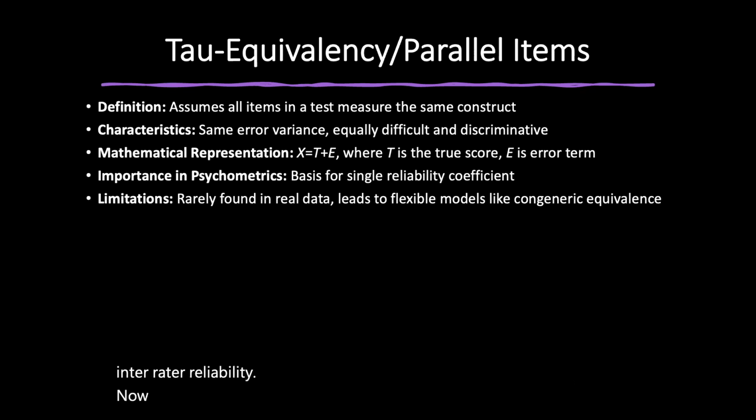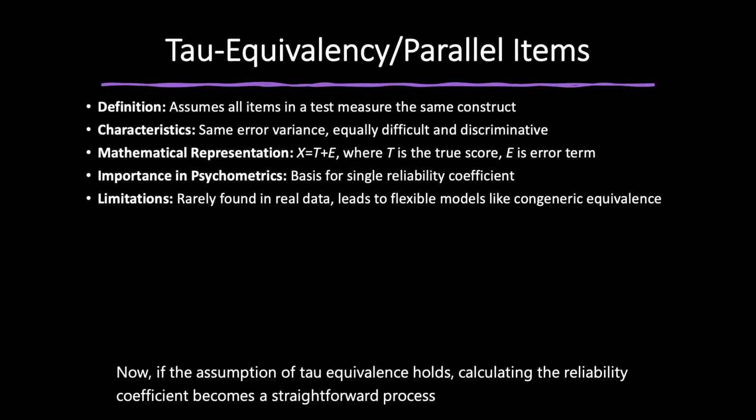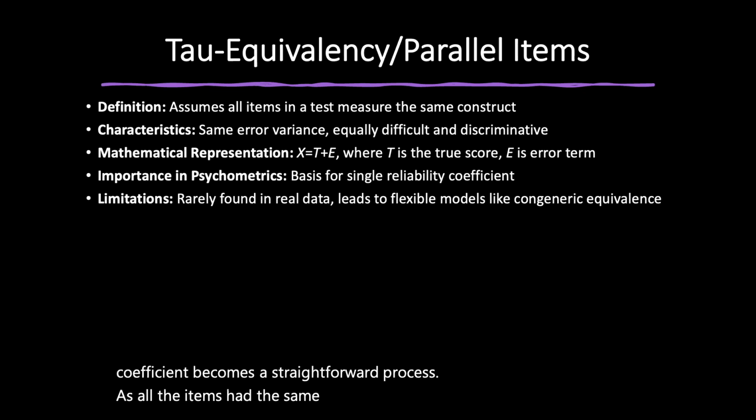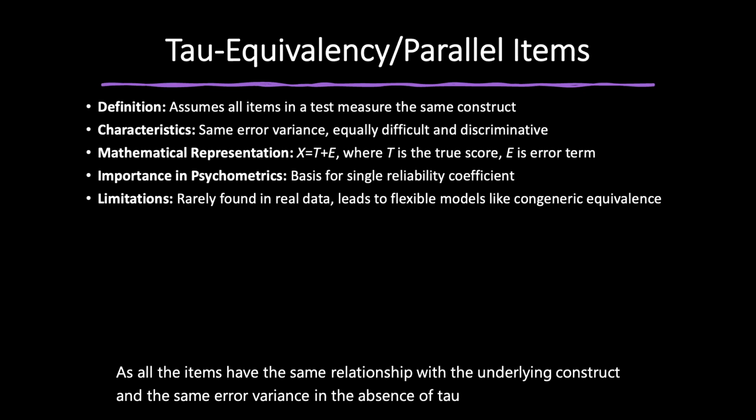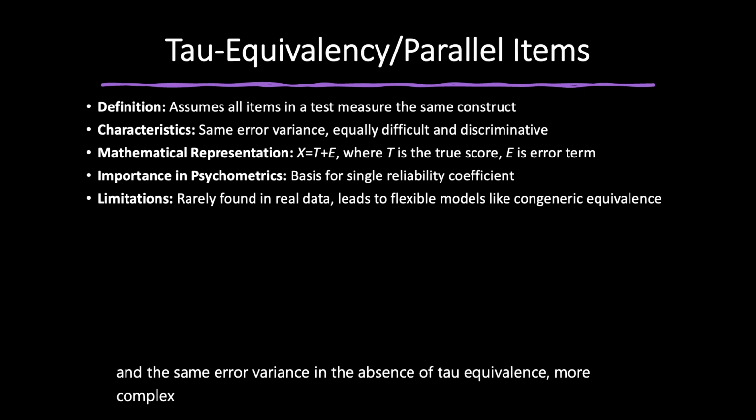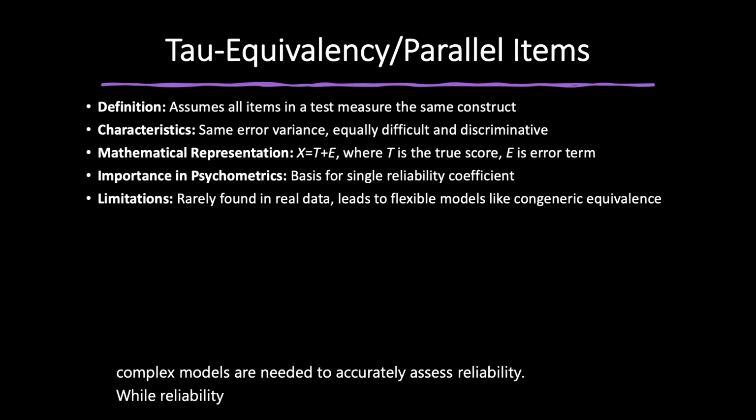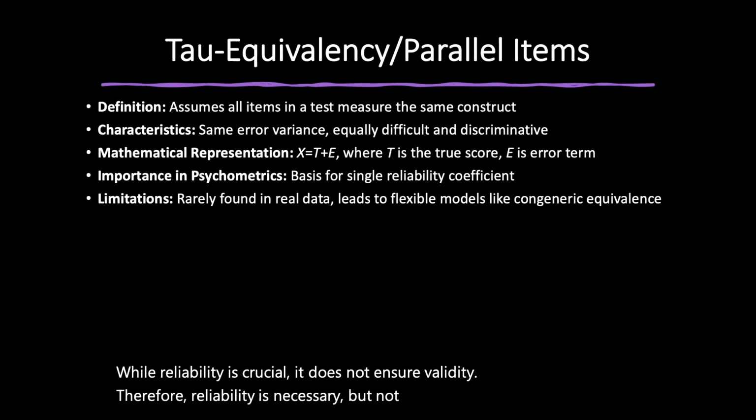Now, if the assumption of tau equivalence holds, calculating the reliability coefficient becomes a straightforward process, as all the items have the same relationship with the underlying construct and the same error variance. In the absence of tau equivalence, more complex models are needed to accurately assess reliability. While reliability is crucial, it does not ensure validity. Therefore, reliability is necessary but not sufficient for a good measurement tool.